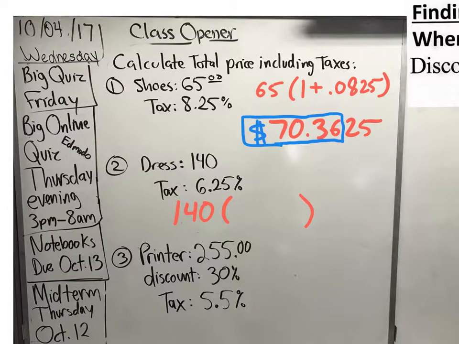Now remember, this is increasing. So it's going to be 1 plus, because it's increasing, 0.0625.